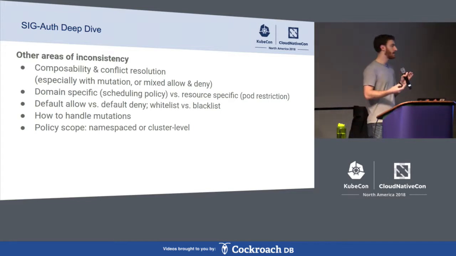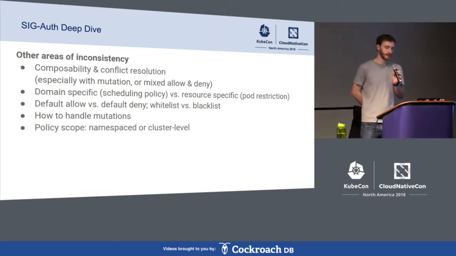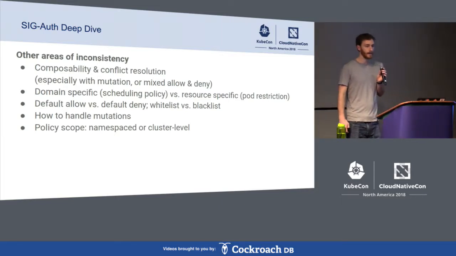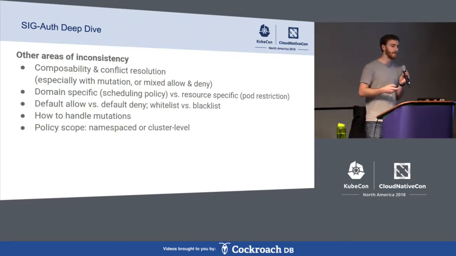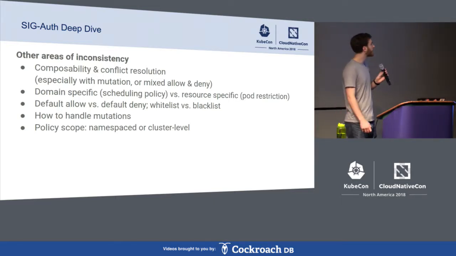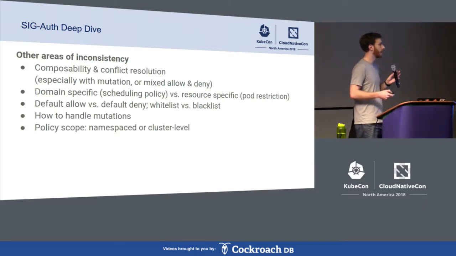Similarly, for how we actually specify the policy definition itself, do we use whitelists or blacklists? What is the matching pattern within the policy? We already talked about mutations, and then the last one is namespace versus cluster level scoping. So for instance, in RBAC, we have both cluster and namespace roles. Pod security policies are cluster level objects. We've talked about a bunch that were namespace level, and so figuring out what the right level is here.